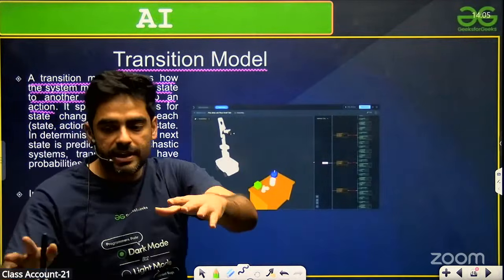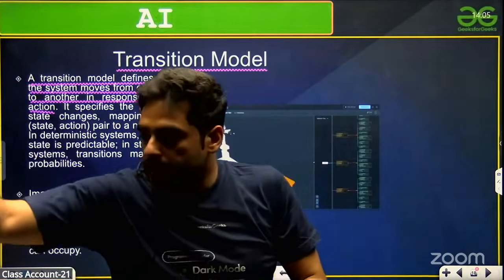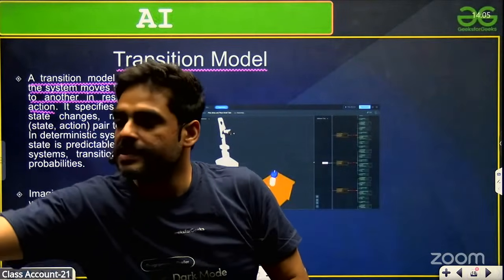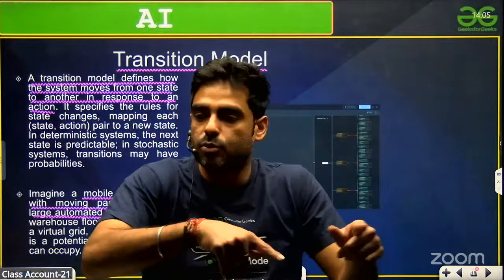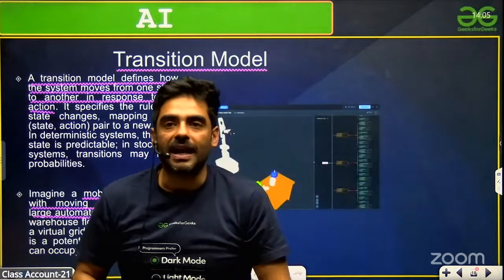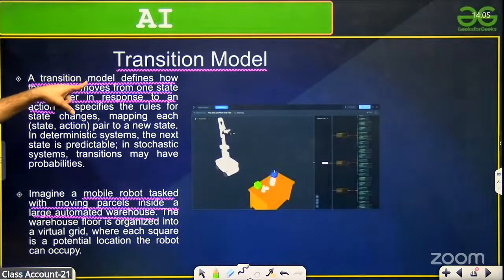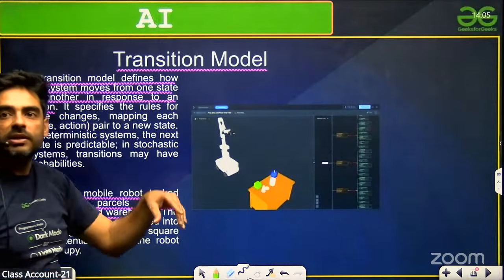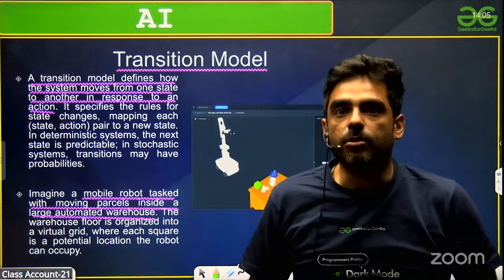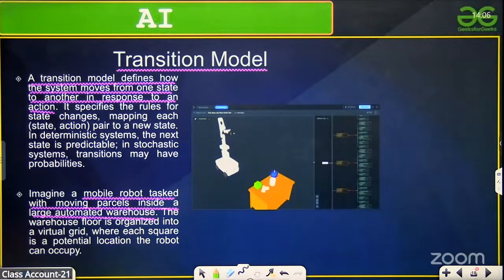For example, I have five parcels. Whether I would go to this place for delivering the first parcel, second, third, fourth, or whether I would be going in this direction. So what is my transition model? How I am traveling, that is majorly defined by the term transition model. This is how transition model works.